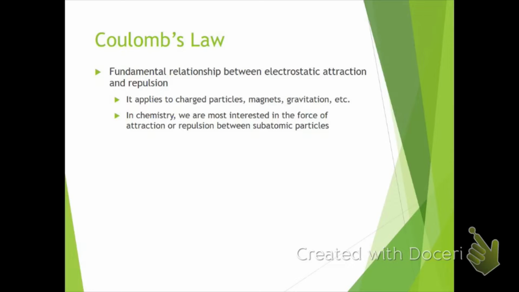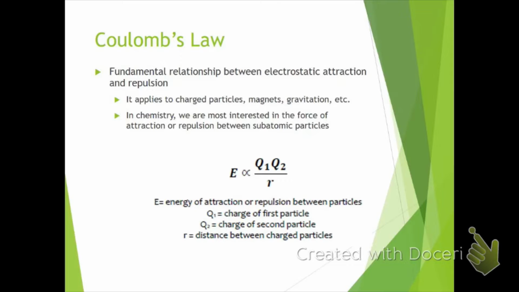So in terms of chemistry, the charged particles we're looking at are going to be those protons and electrons, those subatomic particles, and we're looking at that attraction and repulsion between them. So here is what Coulomb's law looks like. Sometimes you'll see an F there instead of that E, for force rather than E for energy. But it's the energy or force of attraction between the particles, and it's proportional to the charge of your two particles. So we have the charge of the first particle times the charge of the second particle over the distance or the radius between the charged particles.